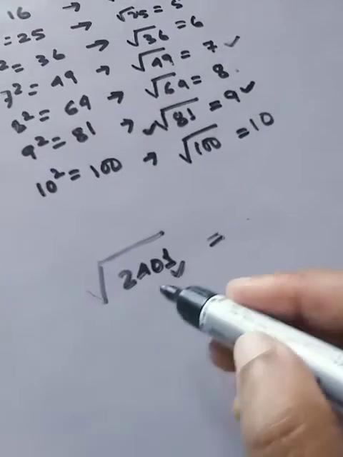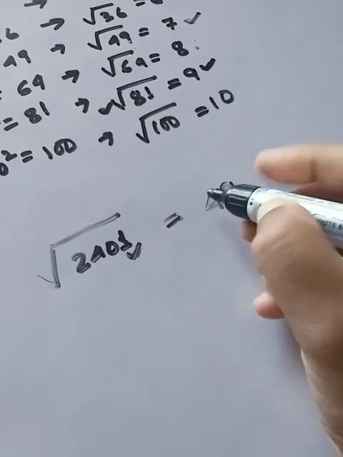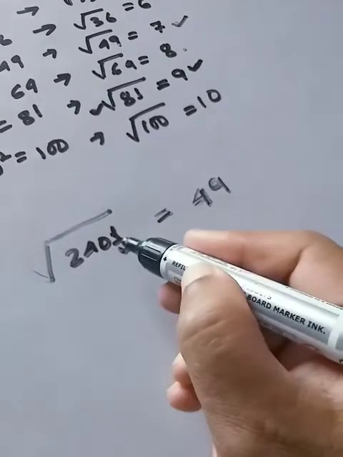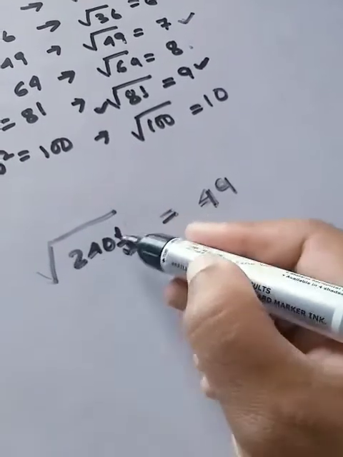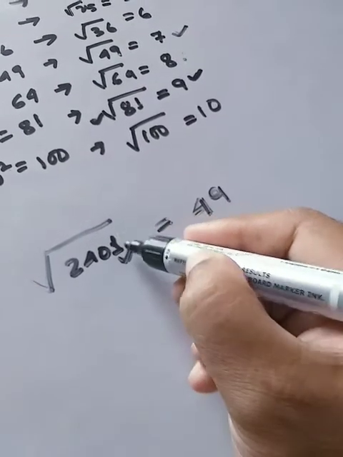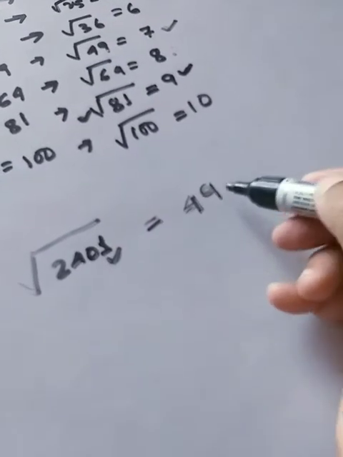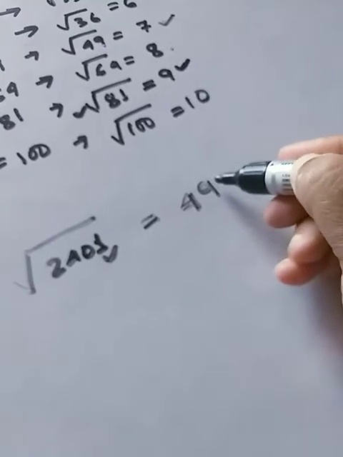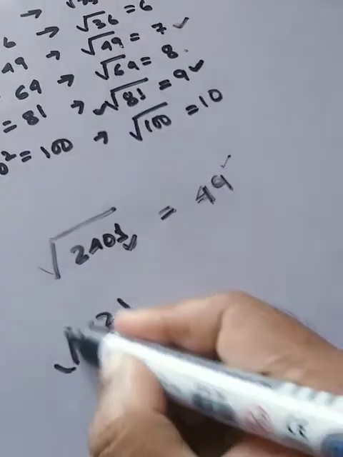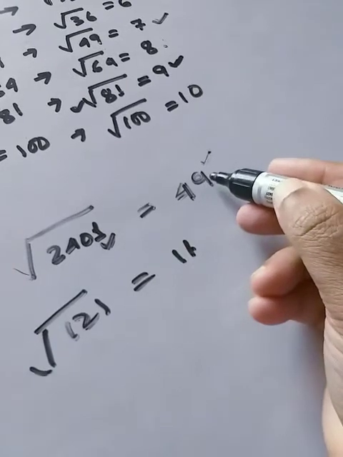Okay, so what is the answer of this one? You know, the answer of this one is 49. Okay, 49. So if you do the square of 49, you will get 2401. So what I'm trying to say is that any number which carries 1 as a unit digit, in its square root the unit digit could be 1 or 9. So this time it is 9. Okay, last time what we did, 121, what was the answer? 11. You see, either it will be 1 or it will be 9.